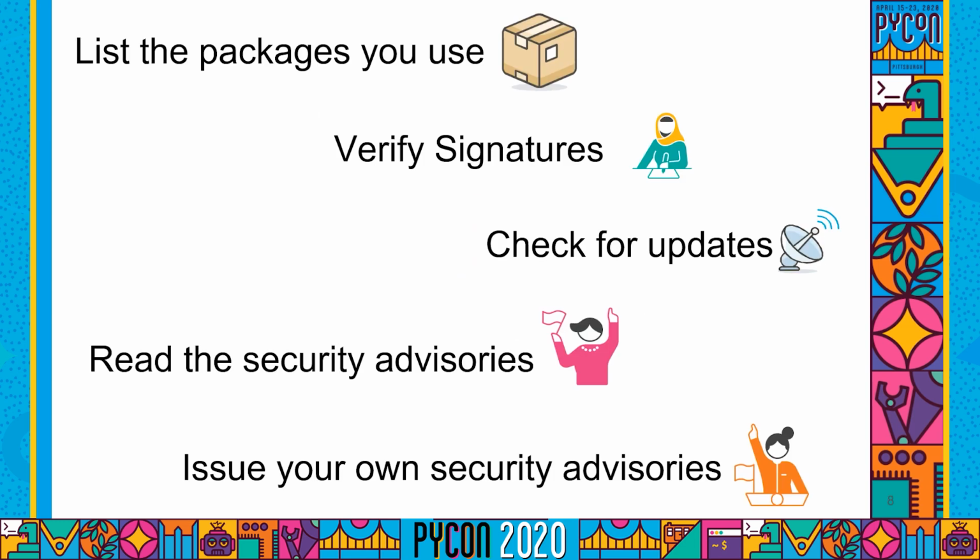So then we have a slightly longer list. Instead of just caring about the individual packages, we're going to have to care about all the things that they depend on if we want to say that this piece of software doesn't have any known vulnerabilities. So you get a list of all the packages you use. You do the same thing we did before. You verify some signatures, you check for updates, you read those security advisories, and if you have anything that you found in your own software, you might be issuing your own security advisories. Sounds not that different. Still seems pretty tractable.